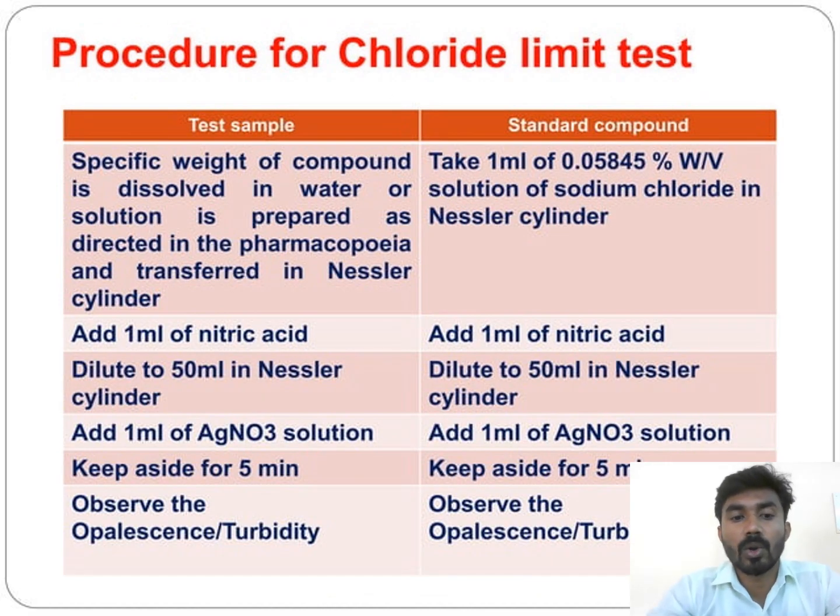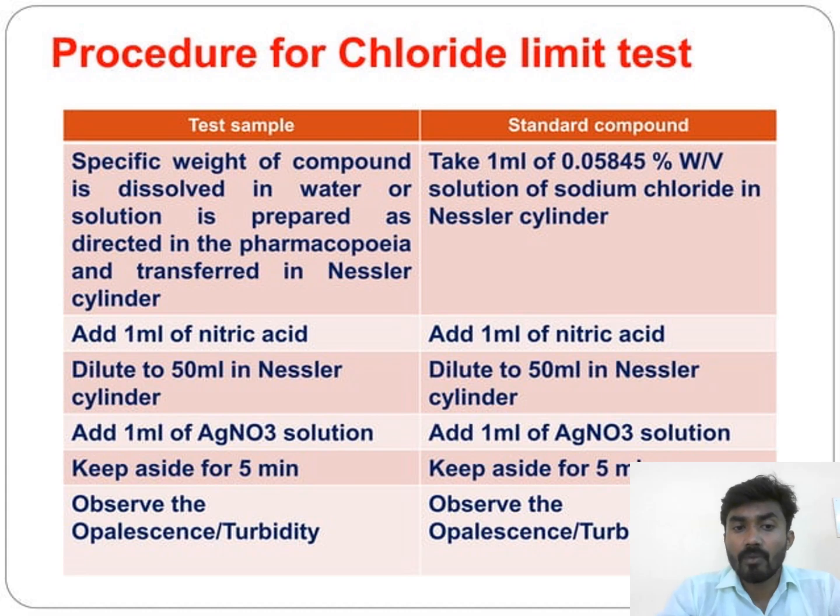Next comes the procedure for the chloride limit test. Here we take two Nessler cylinders and mark them as test and standard. For the test, we take a specified weight of the compound and dissolve it in water. For the standard, we take 1 ml of 0.05845% weight by volume solution of sodium chloride in a Nessler cylinder.